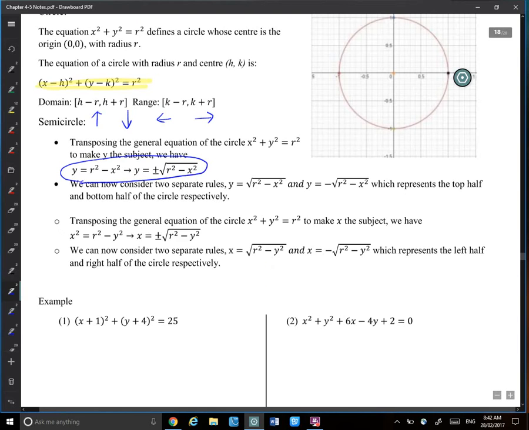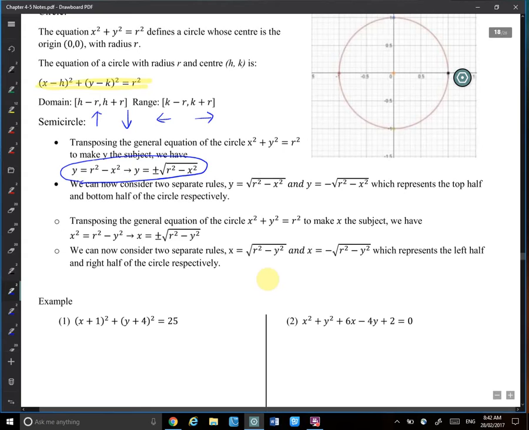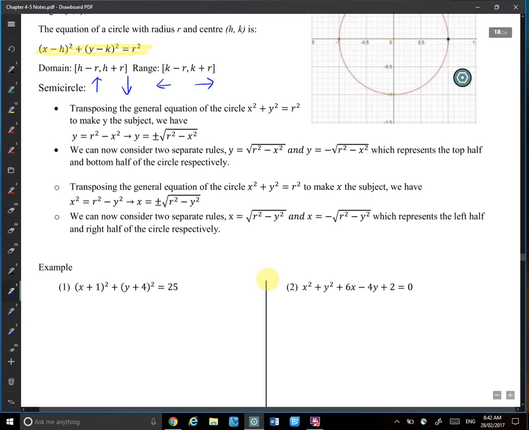I'm making y the subject. If you make y the subject, you have the top or bottom semicircle. The plus is the top one, the minus will be the bottom one. So you just change this: y squared equals r squared minus x squared. Then y equals plus minus square root of r squared minus x squared. The plus one gives you the top, the minus one gives you the bottom. That's the same as what we learned in year 10.